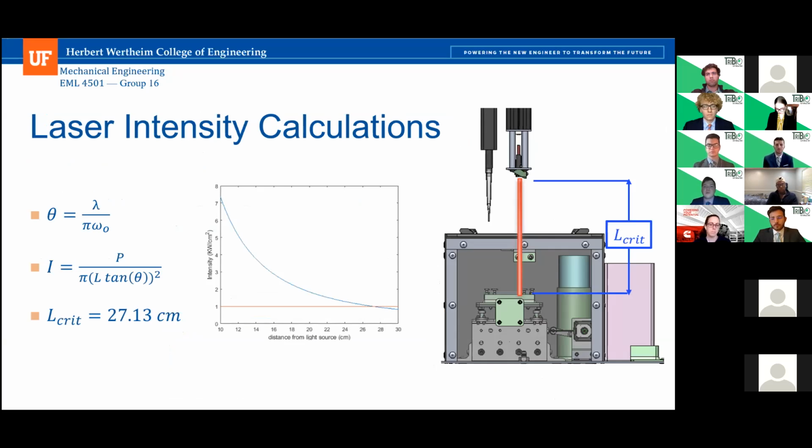And lastly, we were required to achieve an intensity of 1 kilowatt per square centimeter with our laser. Using a Gaussian beam approximation, we were able to choose a laser that, with its inherent intensity and at a maximum distance of 27.13 centimeters, or approximately 1 foot, achieves that requirement.